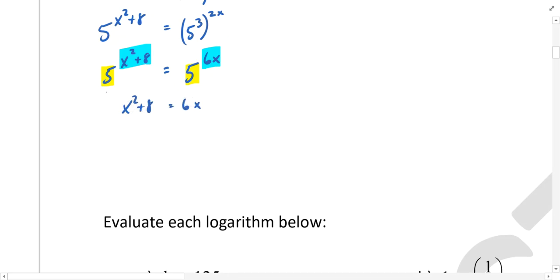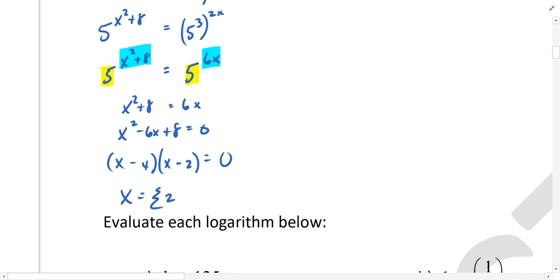And to solve for x, since this is a quadratic, I should move the negative 6x to the left-hand side. And I can solve by factoring or the quadratic formula. Factoring here is pretty straightforward. I like the numbers 4 and 2, specifically negative 4 and negative 2. So therefore our solutions are positive 2 and positive 4.